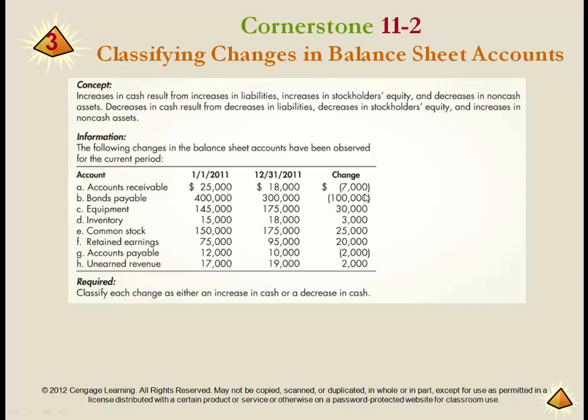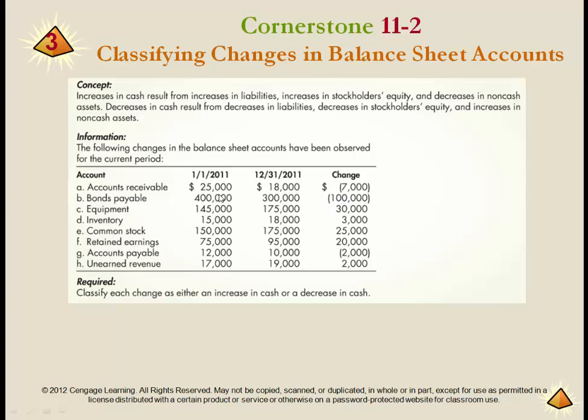Bonds payable is the reverse. Because remember, this one's an asset, this one's a liability. They went down. So that means you've paid off money. Imagine if this was your home mortgage and you owed 400 and now you owe 300. You had to pay it off with cash in some form or fashion.